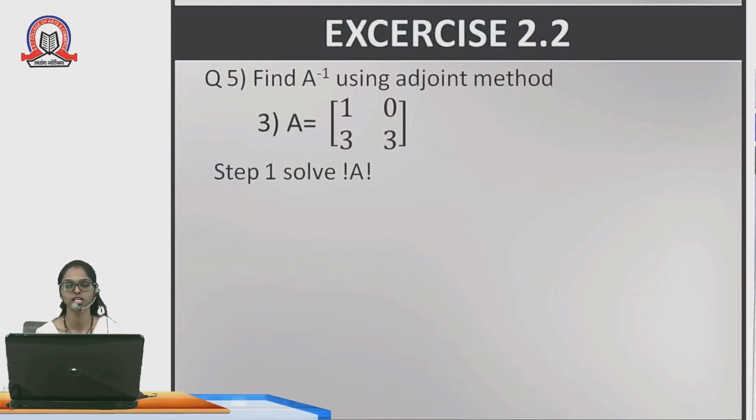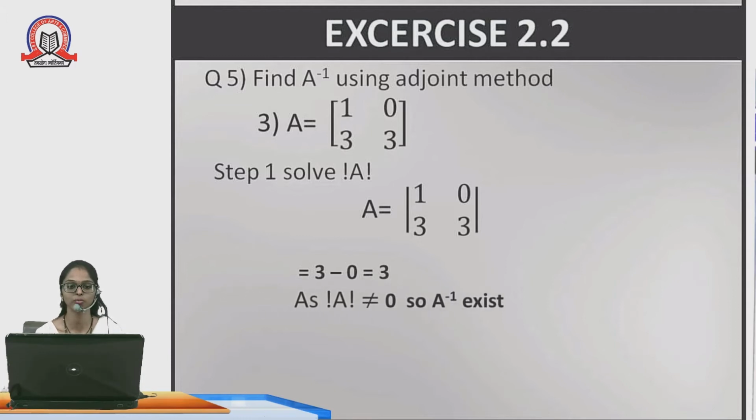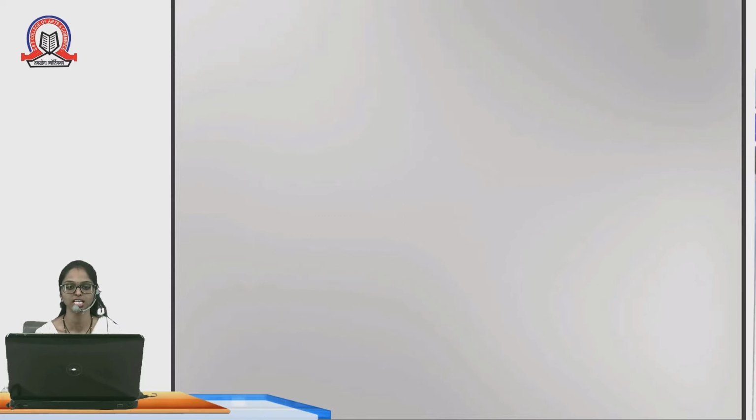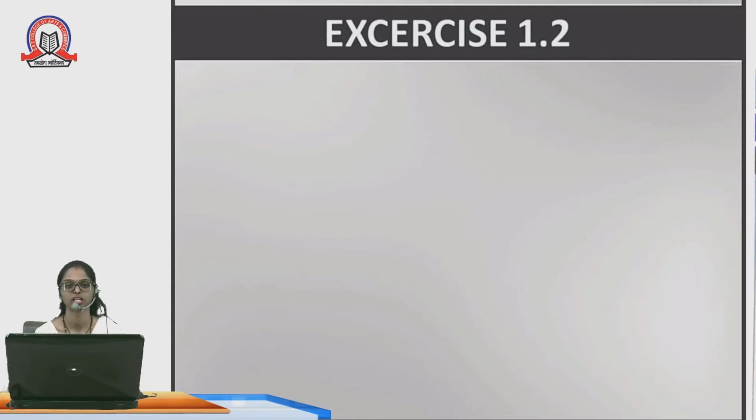Now step 1, find its determinant. What is the determinant of this matrix? Determinant of a 2 cross 2 matrix means cross multiplication of the elements. 1 into 3 is 3 and 3 into 0 is 0, so the determinant is 3. The determinant of the matrix is 3 and it is not equal to 0, so A inverse exists. Now see the next step.